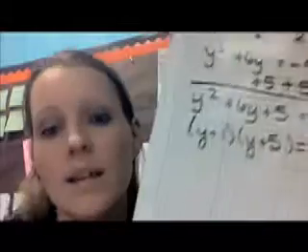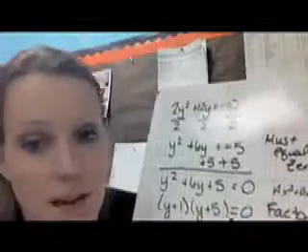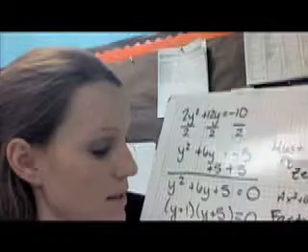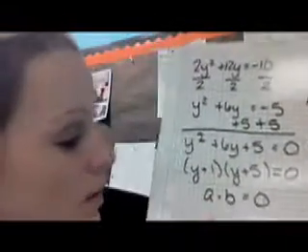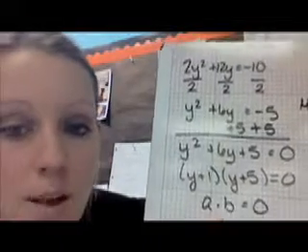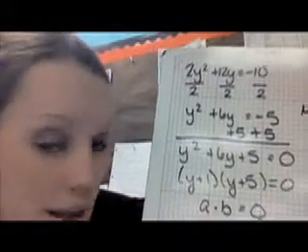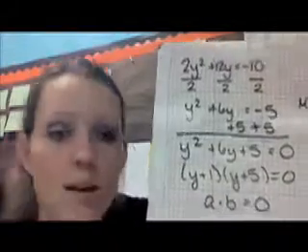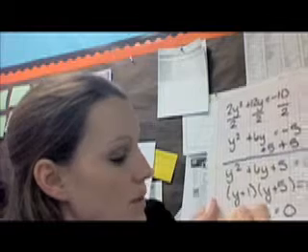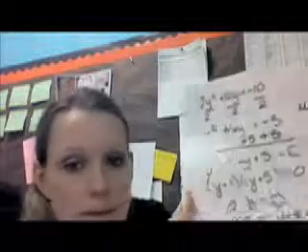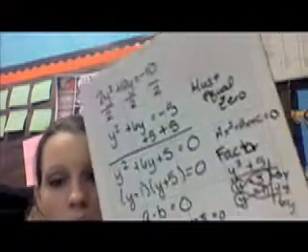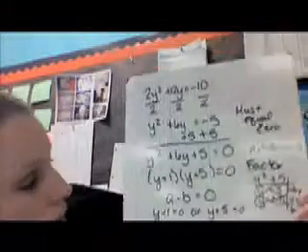So I've got 2 things that multiply to give me 0. I basically have a times b is equal to 0. And the multiplicative property of 0 tells me that if I multiply 2 things together and get 0, then either a is 0 or b is 0. One of them has a value of 0. So that means either my y plus 1 is equal to 0 or the y plus 5 is equal to 0.